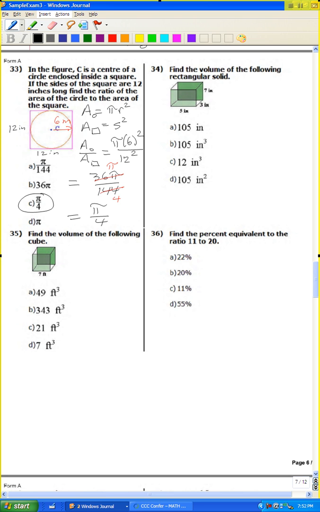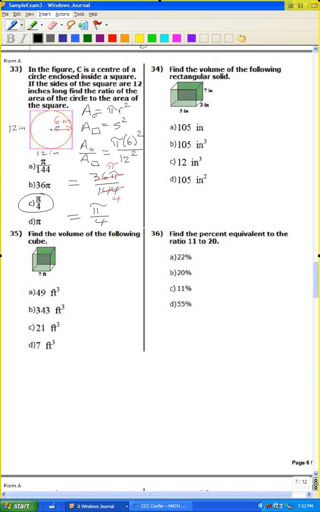Let me do problem 34. Yes, you will have to know these formulas. Actually, these are formulas that we've done previously. So the area of a circle, the area of a square. We did those probably about 2 or 3 chapters ago. Okay? So you will need to know those.